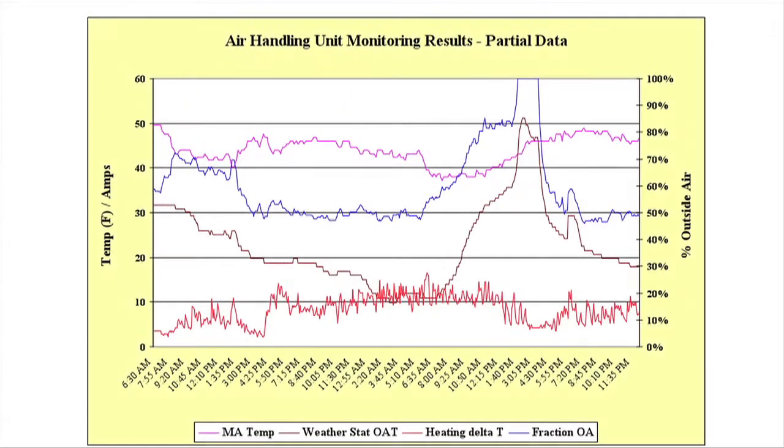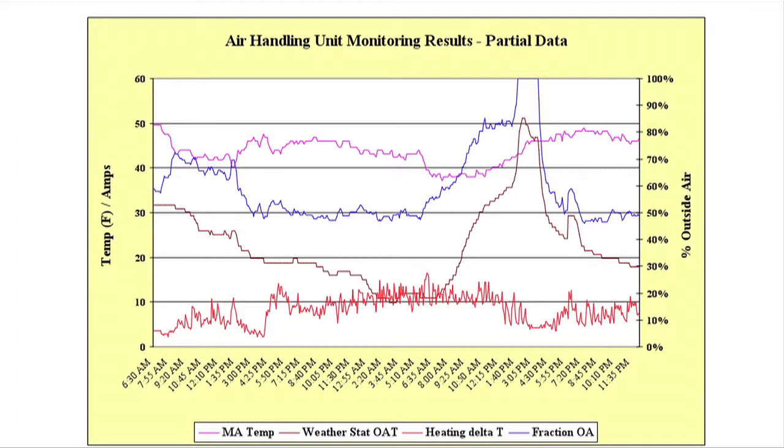Here's another example. This is an actual air handling unit located in the Green Bay, Wisconsin area. And we put in some data logging to be able to track the delta T across the heating coil of this air handler. We also monitored the outdoor air temperature. We monitored the mixed air temperature, which is a combination of the return air and the outdoor air, as well as calculated the percent outside air that was being introduced at any given time.